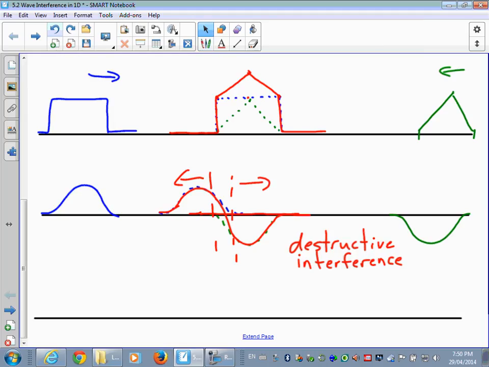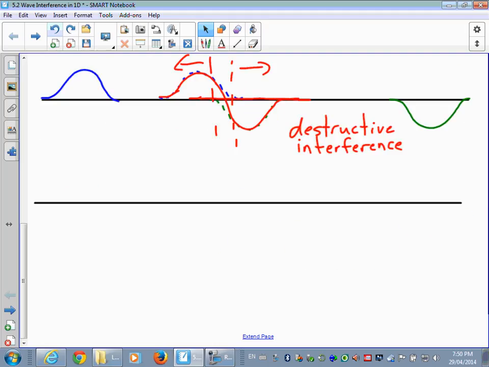So what does this look like with our rectangular and triangular pulses? There's our rectangular pulse on one side, our triangular pulse on the other side. So take a second and try to draw what this is going to look like. This would be a good time to pause the video for just a second. Okay, if you're back, you're ready to see what this looks like.